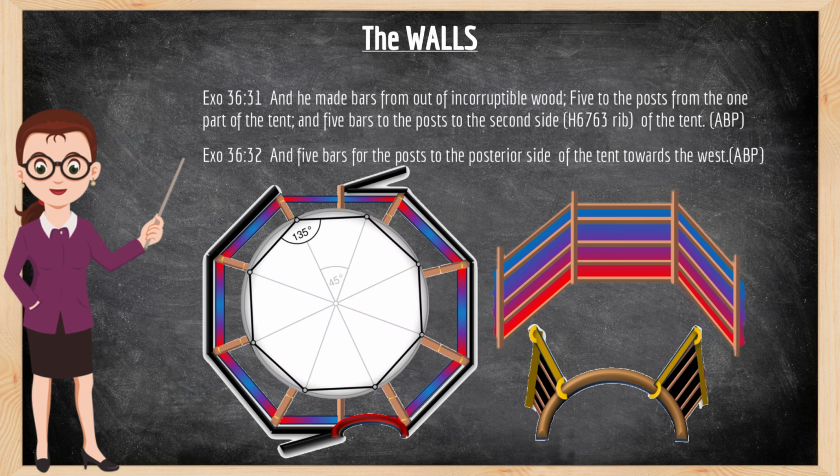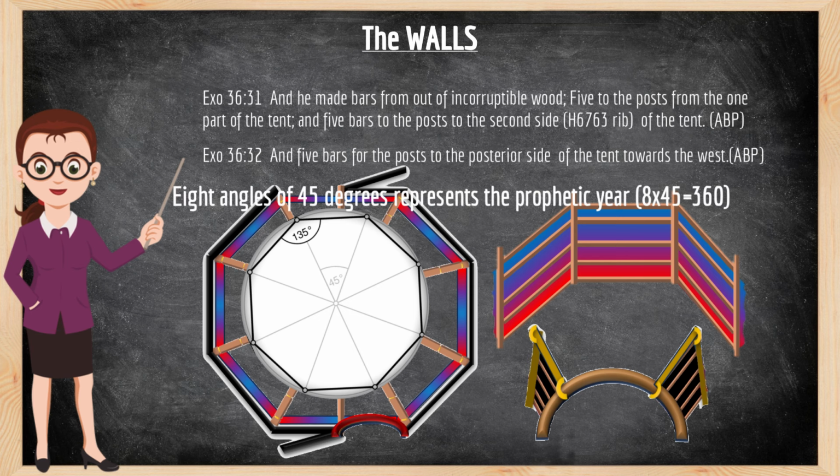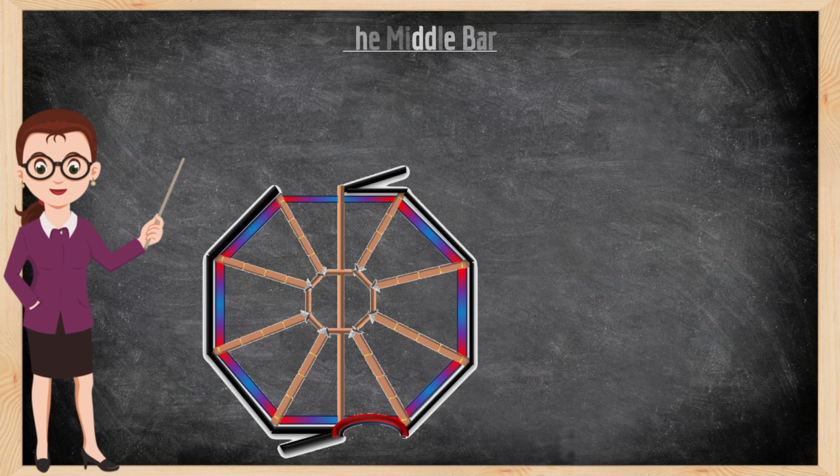So with the wall supports installed, our round structure is now octagonal in shape. 8 angles of 45 degrees represents the prophetic year, as 8 times 45 is 360. The last piece of the frame is the middle bar that runs east and west, locking it all together.